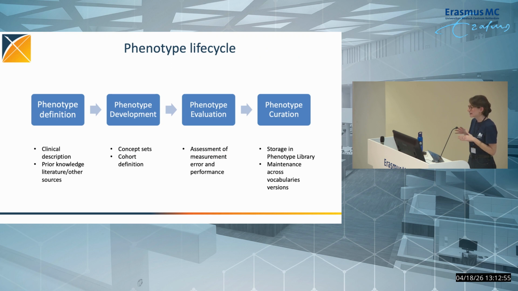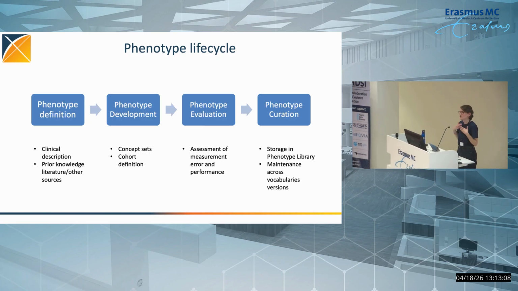So here we have the phenotype life cycle. These are the main steps through the phenotyping process. The first step is the phenotype definition. We have to understand the condition or the drug that we are phenotyping, and for that we will create a clinical description, and we will use prior knowledge, the knowledge of an expert, or we will conduct a literature review to understand how the condition has already been defined by other researchers.